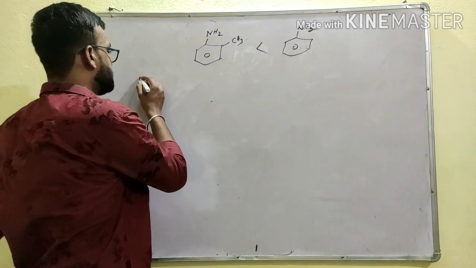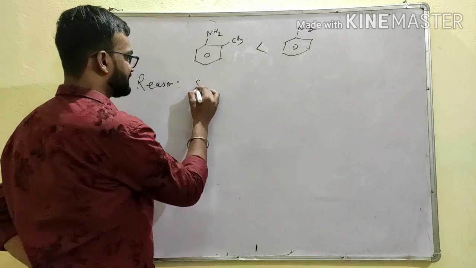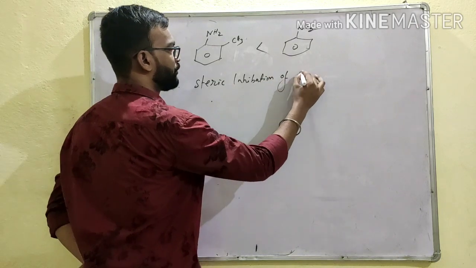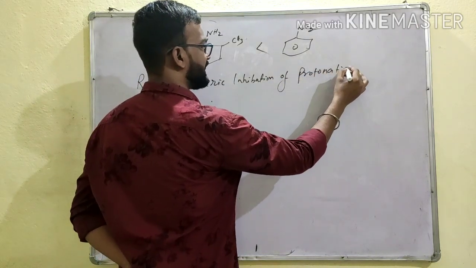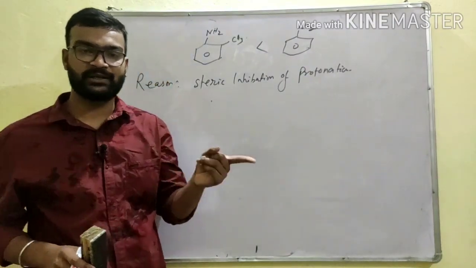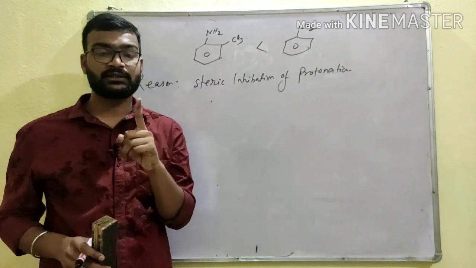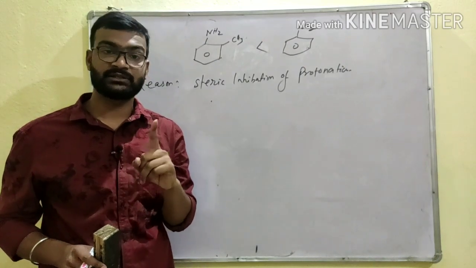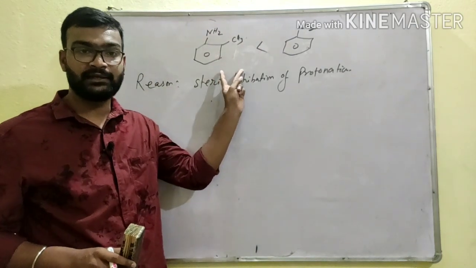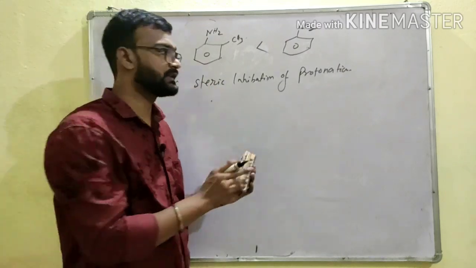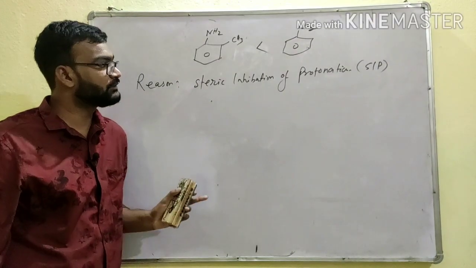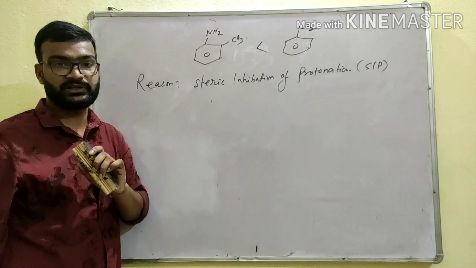And what is the reason? The reason is steric inhibition of protonation, not steric inhibition of resonance. In the case of benzoic acid, what we discussed as the ortho effect, the reason was steric inhibition of resonance, that is SIR. But in the case of the ortho effect of aniline, the reason is steric inhibition of protonation, in short called SIP. So now we are going to see what steric inhibition of protonation is.